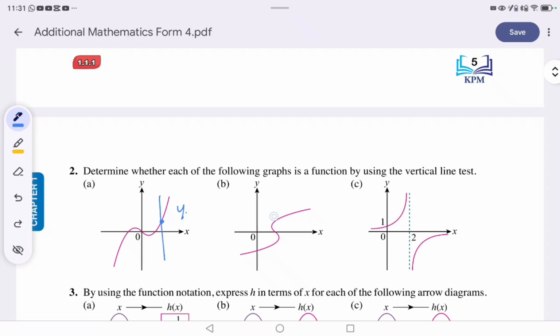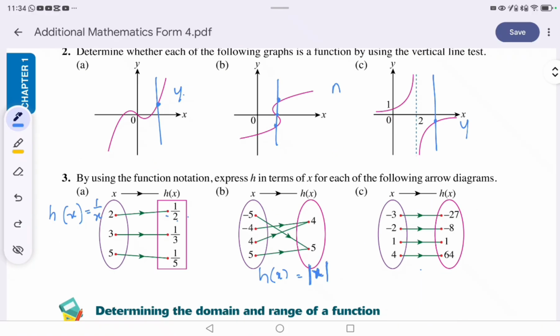How about the second one? Teacher draws the vertical line over here. So it cuts more than 1 point. 1 over here and here, isn't it? Some more here also. So consider this one is not a function. How about the other one? When teacher draws the vertical line over here, it cuts only at one point. Consider this one is the function, this one is no. Understand? Okay, number 3.